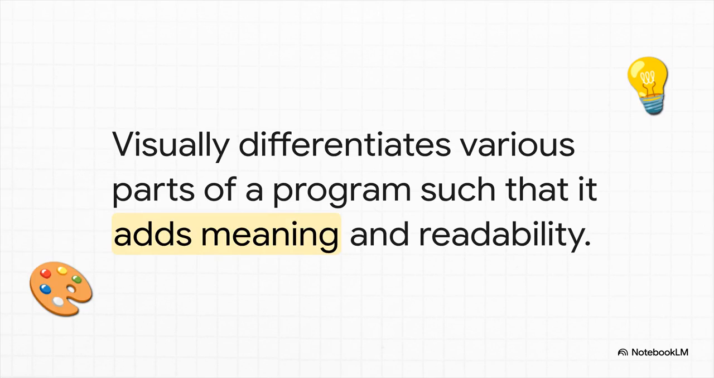It's not just to make the code look cool. By giving different parts of your code different colors, it adds meaning. It helps a developer see the entire structure of the program at a glance, making it so much faster to spot if something's out of place.